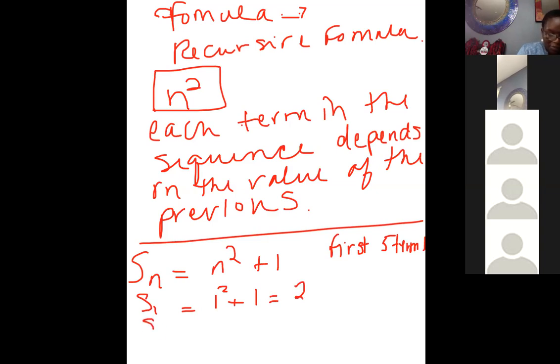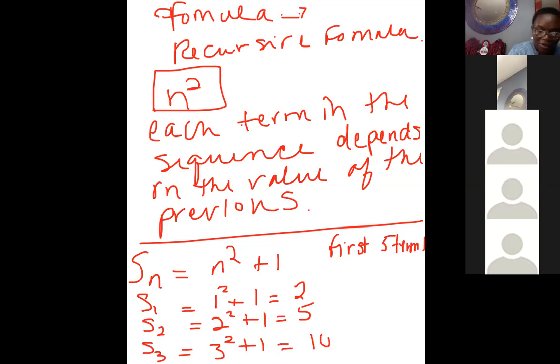Then you go to S sub 2. S sub 2 will be 2 squared, and 2 squared plus 1 will give you 5, and so forth and so on. I'm going to go to S sub 3. S sub 3 will be 3 squared plus 1, which gives you 10. So I've got the first term, which is 2, the second term, which is 5, the third term is 10.